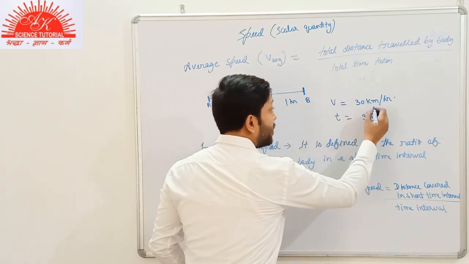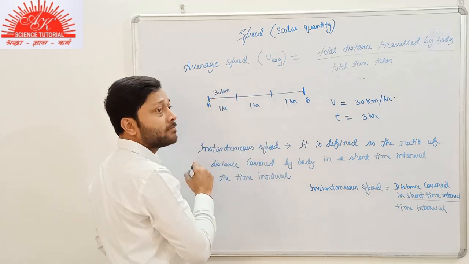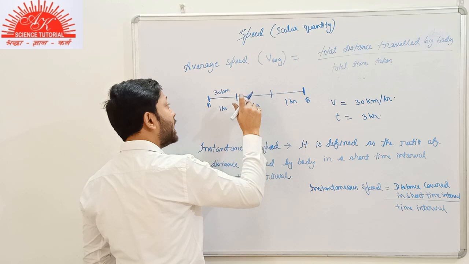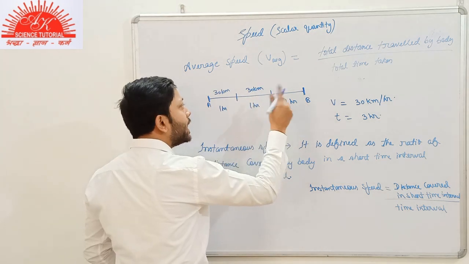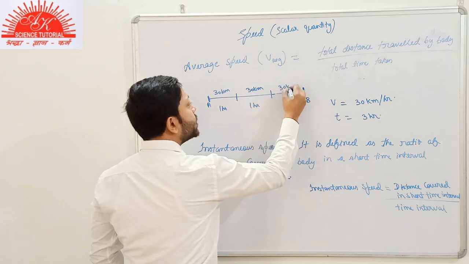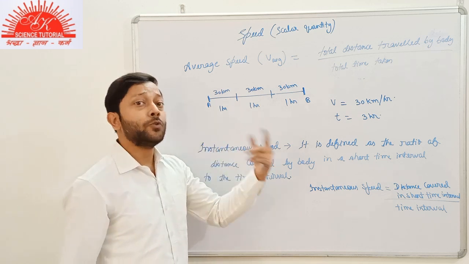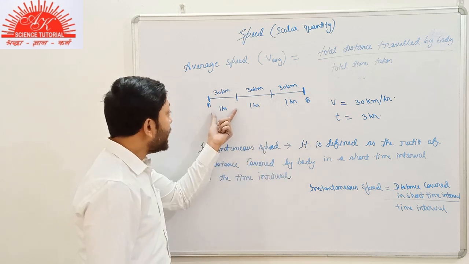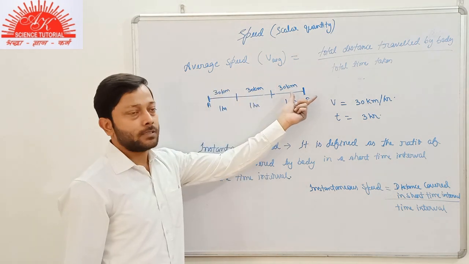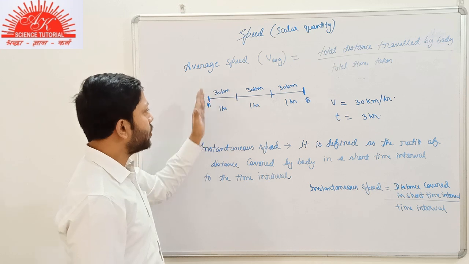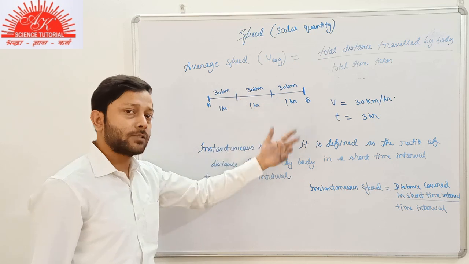It means that the body will cover in the first 1 hour, the body will cover 30 kilometer distance. In the next 1 hour, the train will again cover a distance of 30 kilometer. And in the further next 1 hour, the train will again cover a distance of 30 kilometer. We are told that the train is moving with uniform speed. It means that for equal interval of time, the train will cover equal distances. As we can see here, the train covers 30 kilometer in the first hour, 30 kilometer in the next hour, and again 30 kilometer in the next 1 hour.